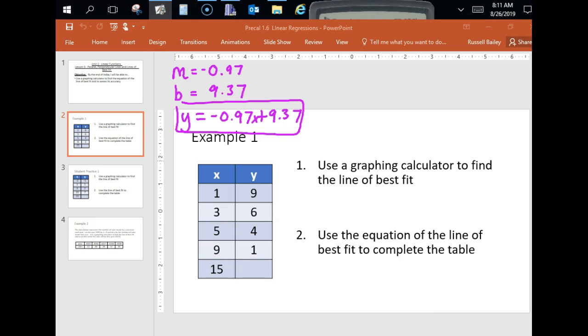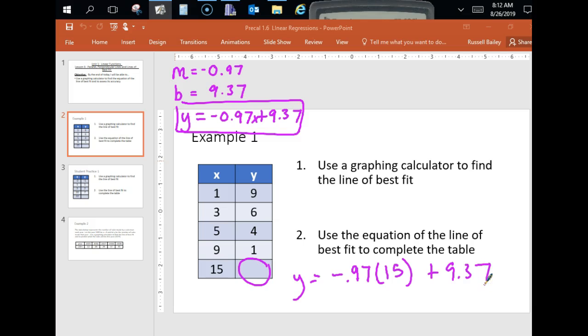Now, why do we bother finding lines of best fit? Because we can use them to find and predict other things that we don't know yet. So for instance, if all this data is true, then when x is 15, what is y? Well, it says here, use the equation of the line to answer it. All you have to do is plug it in. This is a what value? It's an x value, right? So I'm going to replace x with 15.